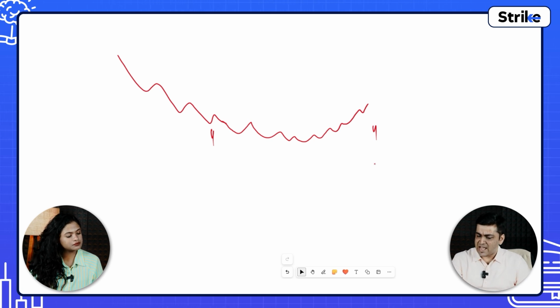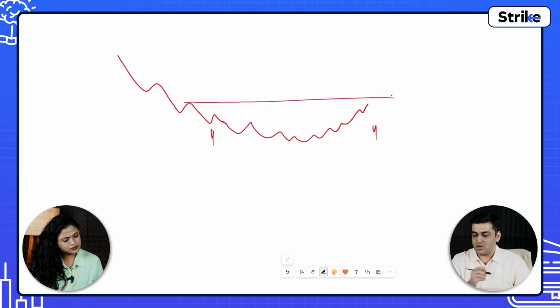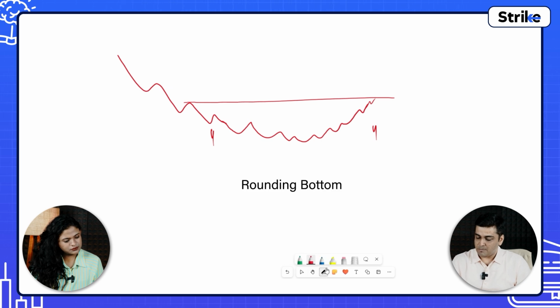But there is a gradual decline in prices and a gradual increase in prices, and then all of a sudden, a sudden drop. So if we draw a horizontal line, this looks like a cup, right? Not a cup. It's like a saucer. So this we will call our rounding bottom. This entire thing is our rounding bottom formation.